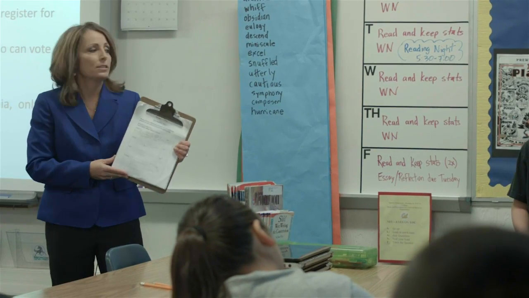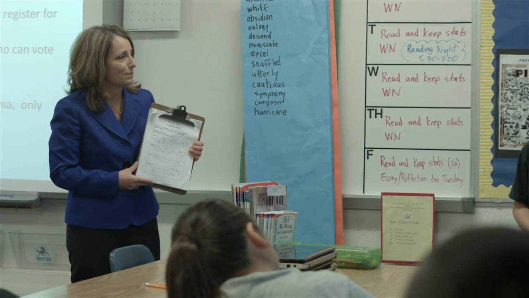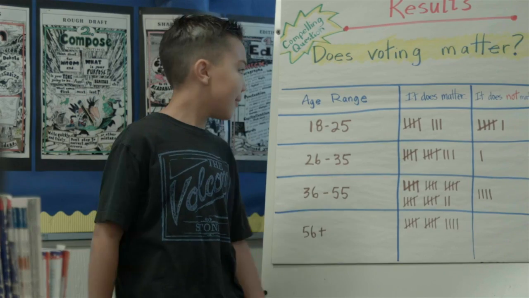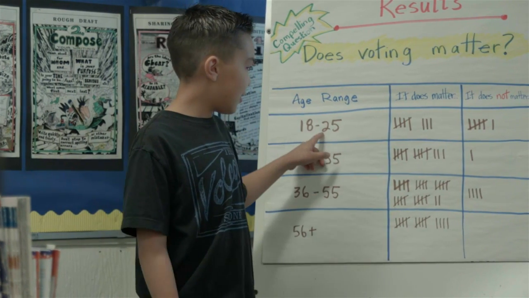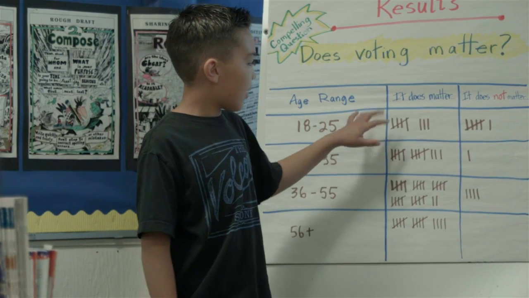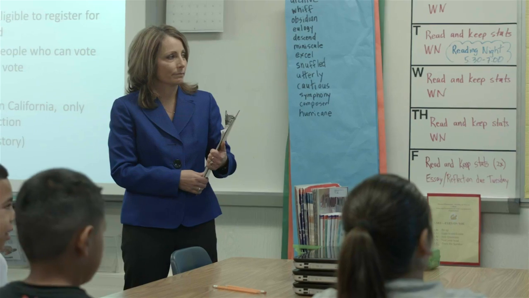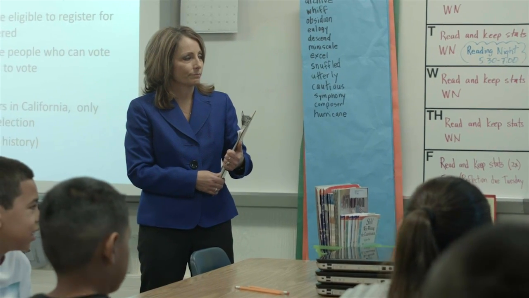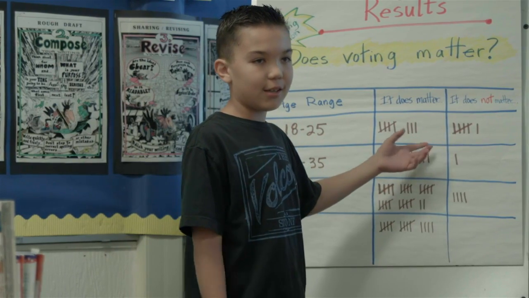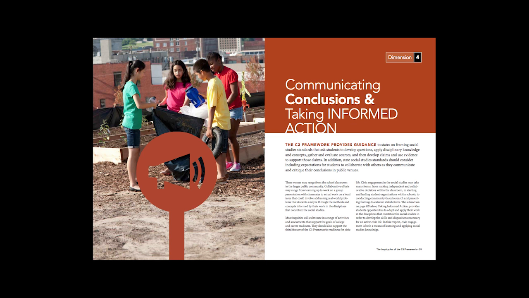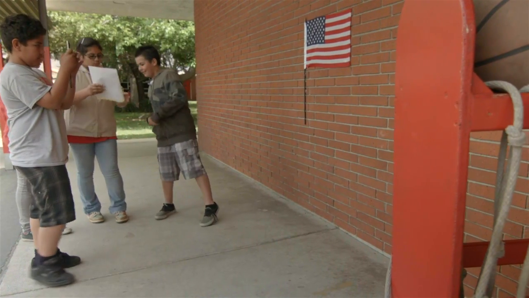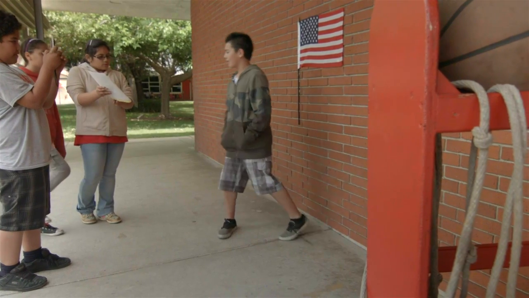Let's tabulate our data. So Gavin, would you go ahead and explain the data to us? In the age range 18 to 25, we had 8 people say that voting does matter, and 6 people say that it doesn't matter. The fourth and final dimension, probably the most exciting, is communicating conclusions and taking informed action to get out in the world and really make a difference.